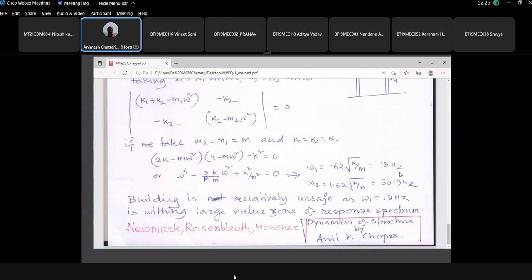So is the building safe? The answer is no. It may not collapse. 19 hertz doesn't mean that the building will fail, but it is definitely not as safe as that single story building. So this is the problem of going into multi-story buildings. Multi-story buildings are very much dangerous against earthquake, let me tell you.